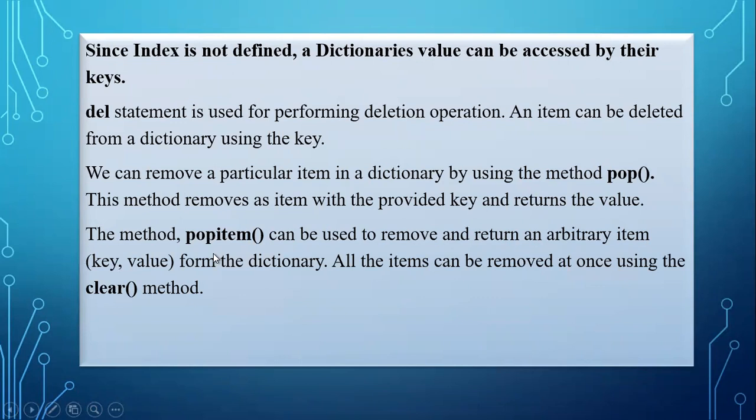So this and all we have seen in the list type. Popitem was not there. The pop method we have seen in the list. Popitem is a new one which we are using in the dictionary. The clear method we have seen in the list. So in the same manner here also it is working. So we'll see how this output it is showing you.